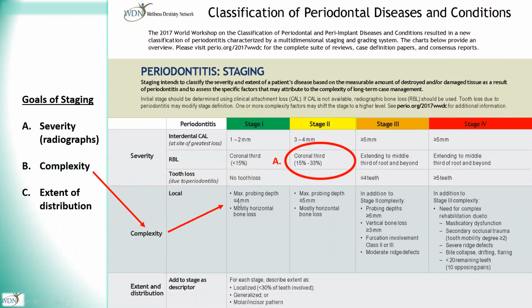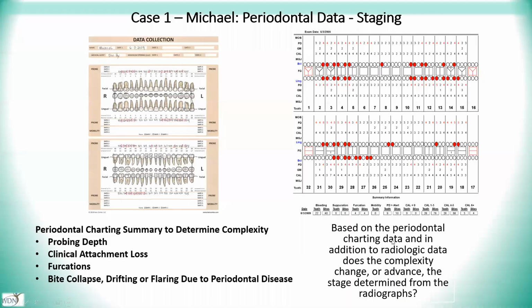We're going to use our probing depths. And you'll see that in stage 1 disease, the maximum probing depth is only 4. In stage 2 disease, the maximum probing depth is 5. And in stage 3 disease, the maximum probing depth is 6. And you'll see some other qualifiers for the stage as well. All this is mostly horizontal until we get to stage 3. We can start to have some vertical bone loss, and we can start to have some furcation involvements, class 2 or 3 in stage 3 disease.